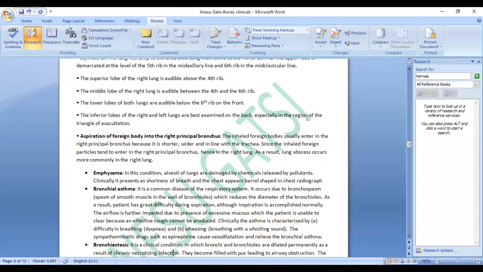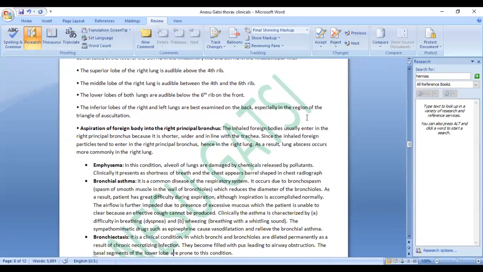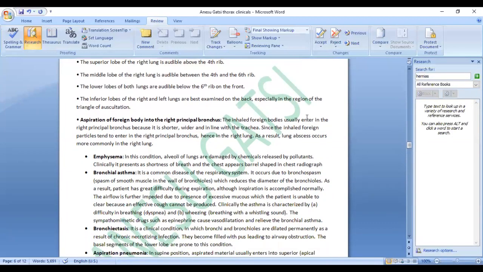Then asthma is one of the most common diseases of the respiratory system, and it occurs due to bronchospasm of the walls of the bronchioles. This may be treated by sympathomimetics. As a result of these bronchospasms and the reduction in the diameter of the bronchioles, the patient will have greater difficulty in expiration, but inspiration is accomplished normally.